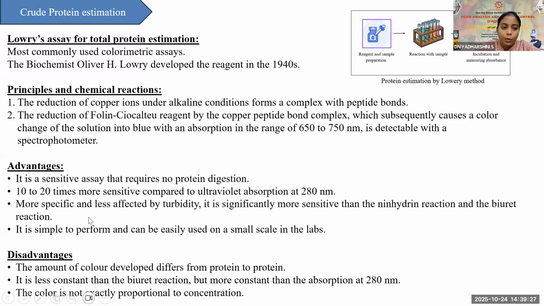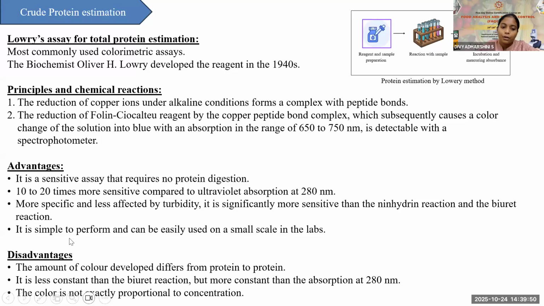Then, with more reaction, more specificity, it will be less affected by the turbidity of the sample. If the sample is more turbid, we can also control our turbidity and we can estimate our protein using UV absorbance. Then it is more sensitive than the biuret reaction, but the pyruvate reaction is less sensitive than the pyruvate reaction.